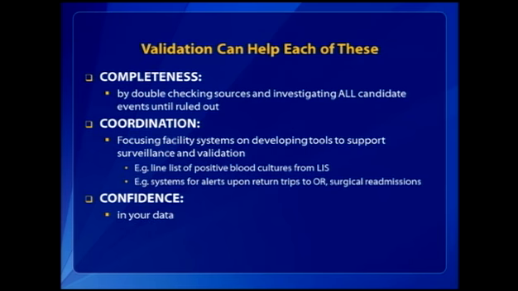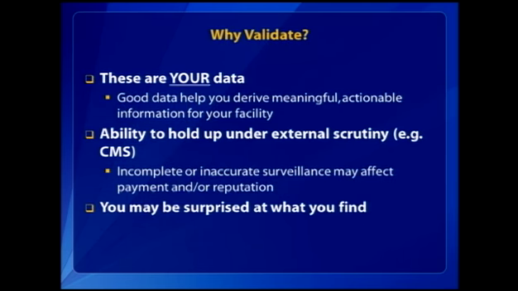Internal validation can help with all three of these attributes of good quality surveillance: looking at completeness by double checking and investigating all the candidate events, coordination of the facility systems that can support infection preventionists, and confidence in your data so that you can direct your precious prevention time on the right priorities because you believe the data that you are gathering.